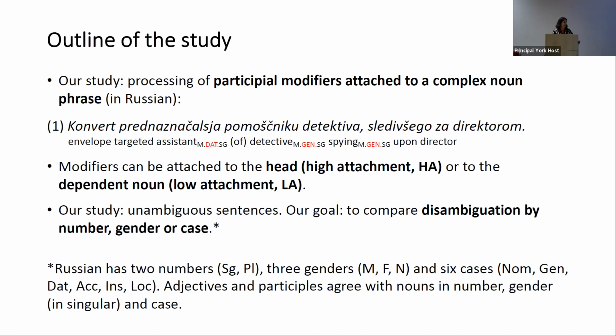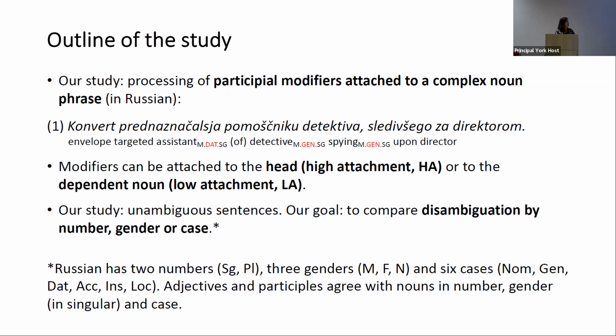Our study is dedicated to the processing of participial modifiers attached to a complex noun phrase in Russian. So, examples like one: конверт предназначался помощнику детектива, следившего за директором. So the envelope targeted the assistant (dative masculine singular) of the detective (masculine genitive singular) spying upon the director.